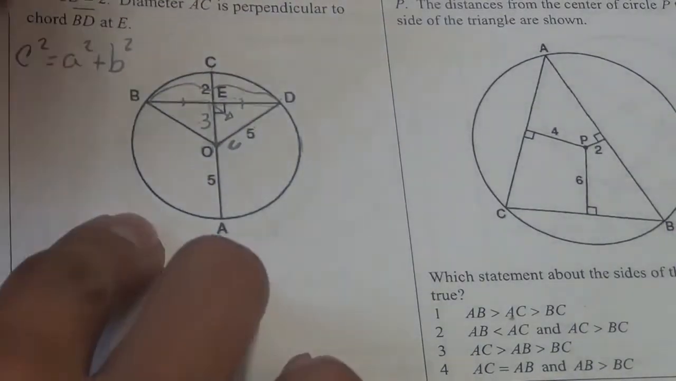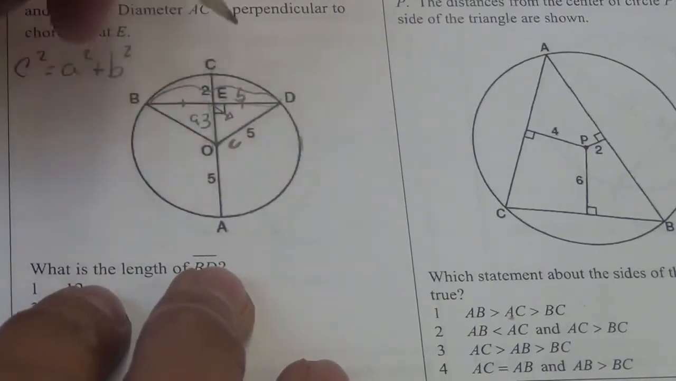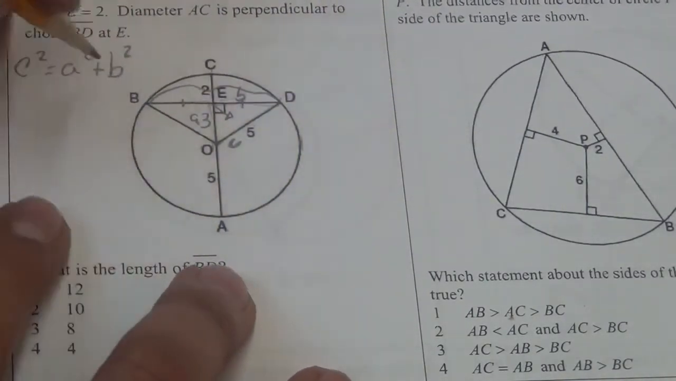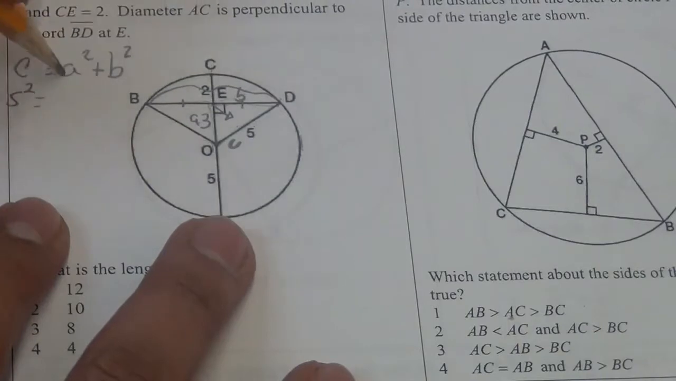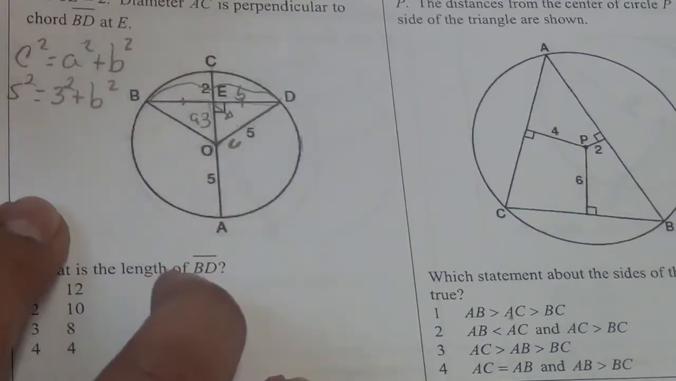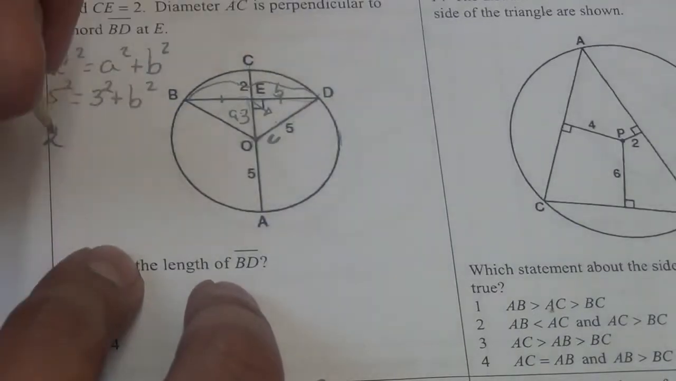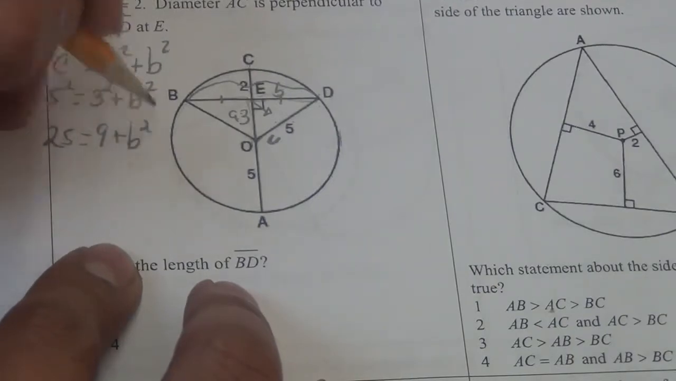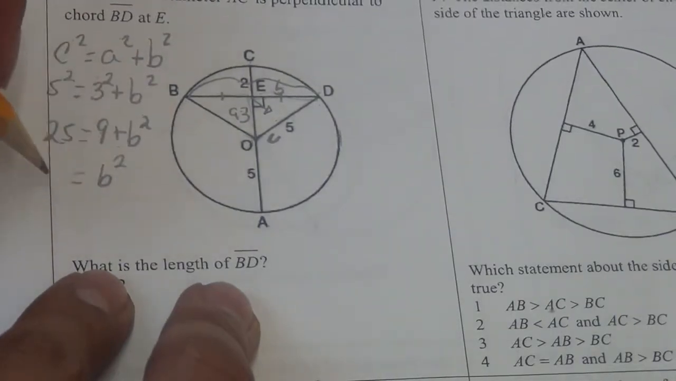Okay. So now, I need to label the other sides. This is going to be A, and this is going to be B. Or you could call this B and this A, it really doesn't matter. The order doesn't matter, you're still going to add them up. So, C squared, C is 5, so 5 squared equals A squared, what is A? A is 3, so 3 squared plus B squared. Okay. 5 squared is 25. 3 squared is 9 plus B squared. I need to solve for B squared, so I'm going to subtract 9 from both sides. So B squared is equal to 16.